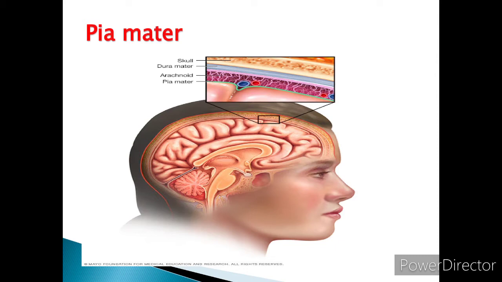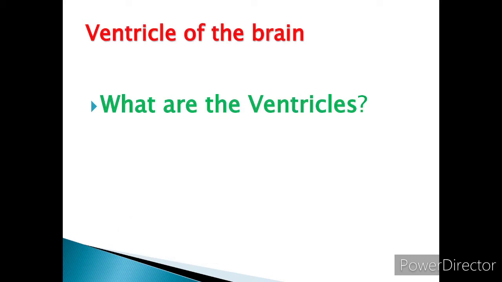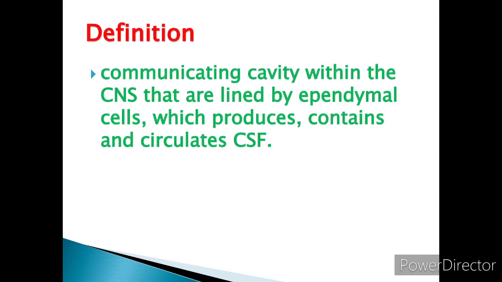And the next one is the ventricles. So what are ventricles? The brain contains four irregular shaped cavities called ventricles, containing CSF, cerebrospinal fluid. It is a communicating cavity within the CNS lined by ependymal cells which produce, contain and circulate CSF.